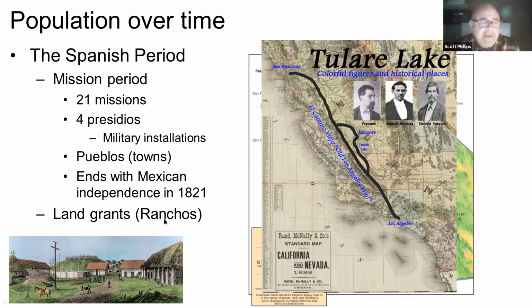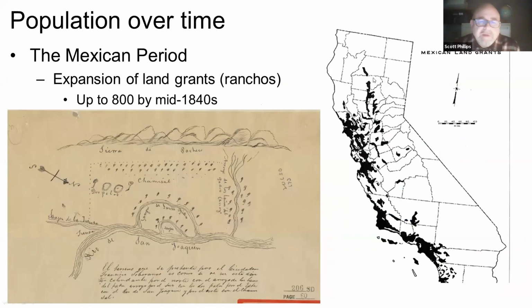Now back to land grants or ranchos. So within this period, the government, first the Spanish and then increasingly the Mexican government, would give plots of land to people as payment. Now this is a map showing the location of a land grant.